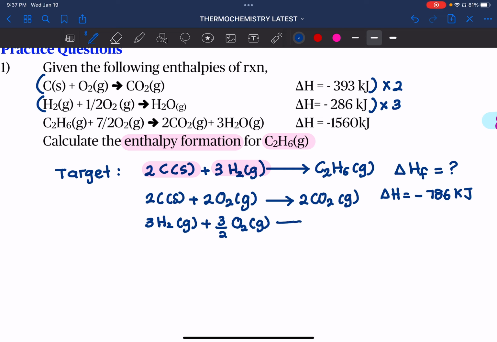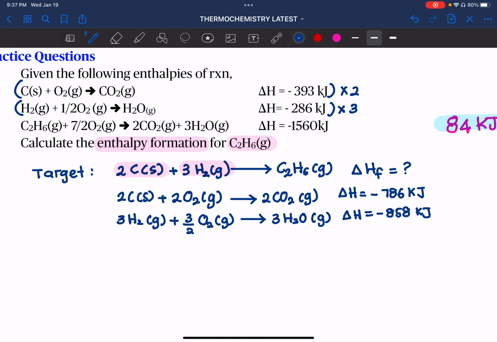Okay. Yang ni akan jadi 3H2O. Okay, delta H dia, you kena darab 3 lah, which is negative 858 kilojoule. Sebab kita darab 3. Okay, last one.